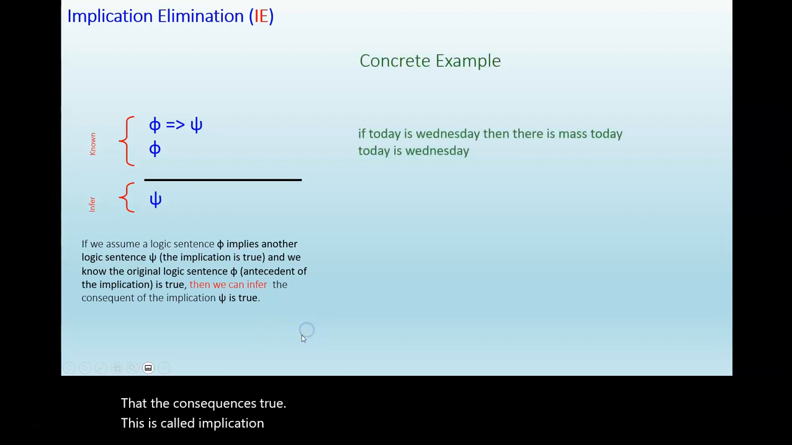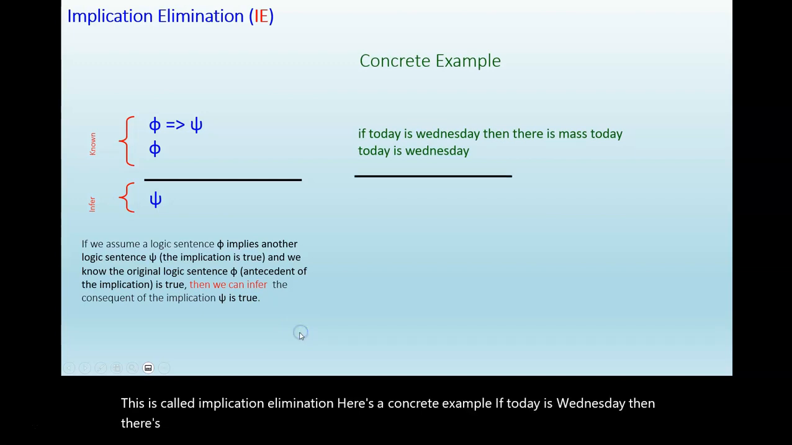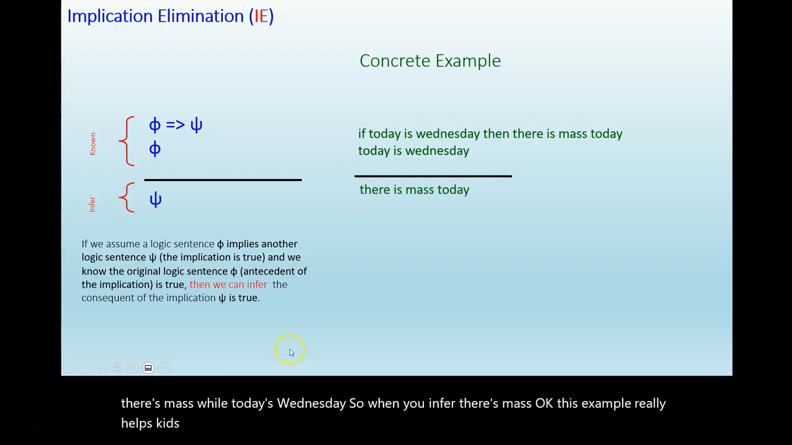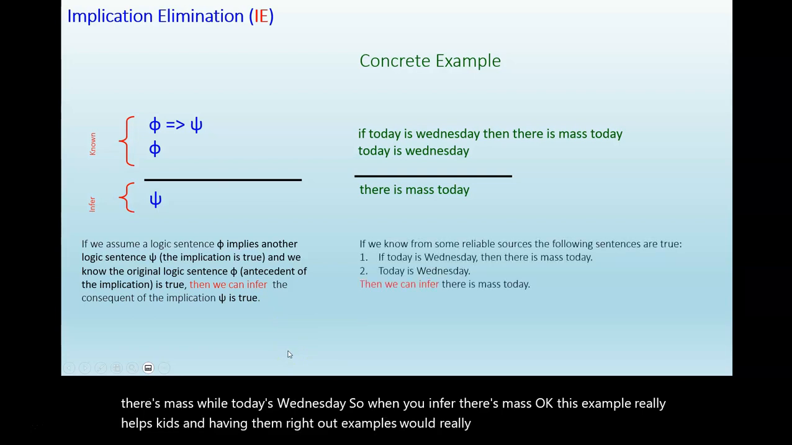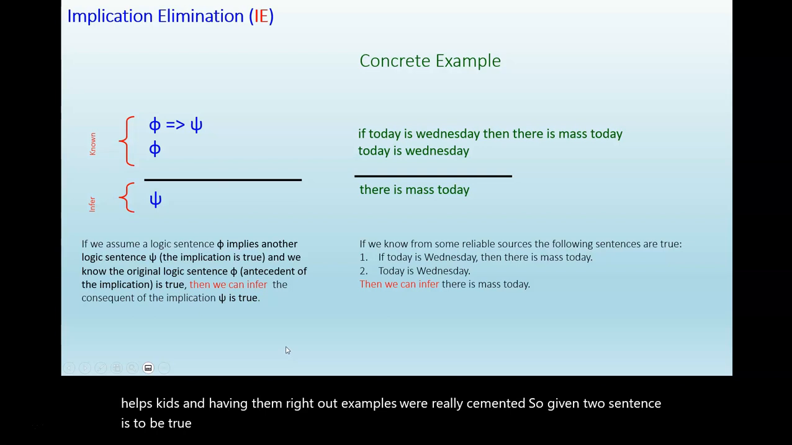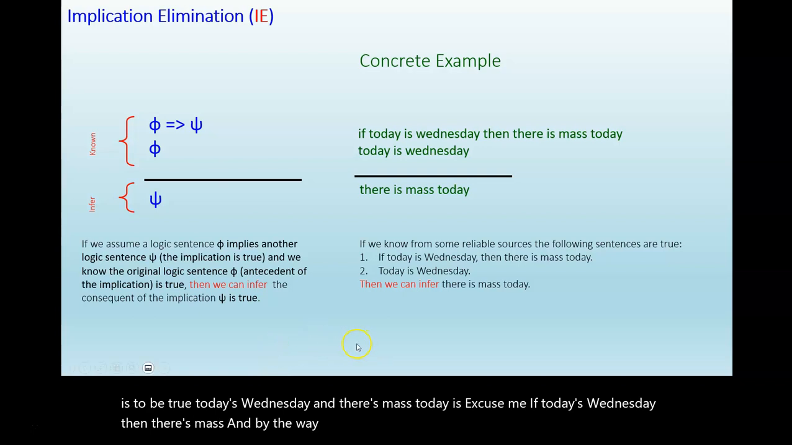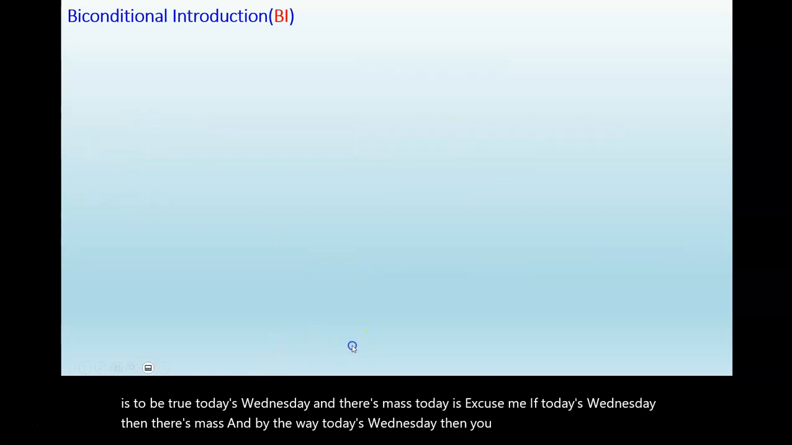Here's a concrete example. If today is Wednesday, then there's Mass. Well, today's Wednesday, so what do you infer? There's Mass. Okay, this example really helps kids, and having them write out examples would really cement it. So, given two sentences to be true, if today's Wednesday, then there's Mass, and, by the way, today's Wednesday, then you conclude there's Mass.